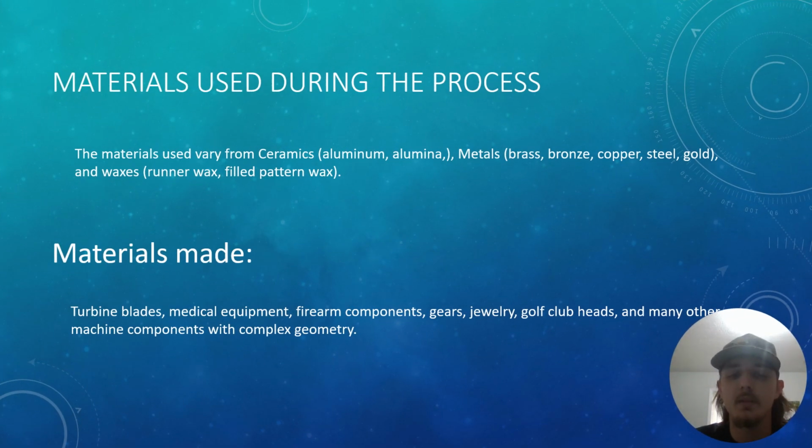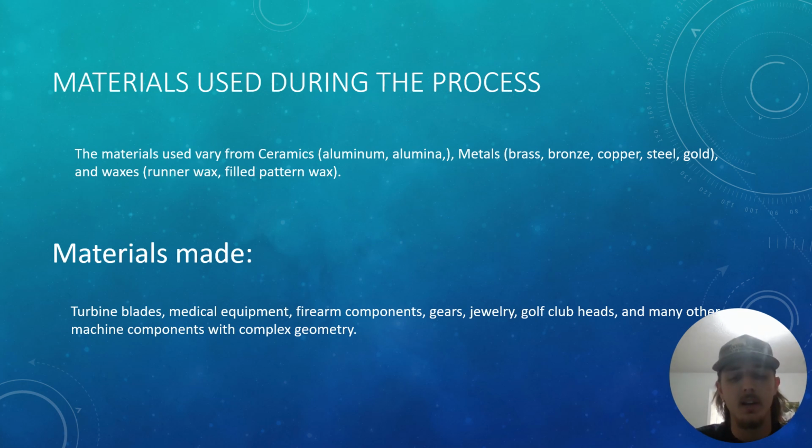Here are some materials used during the process. The materials vary from ceramics, which are made of aluminum, alumina, to metals: brass, bronze, copper, steel, and gold. All the way over to waxes, which you can have runner wax and/or filled pattern wax.